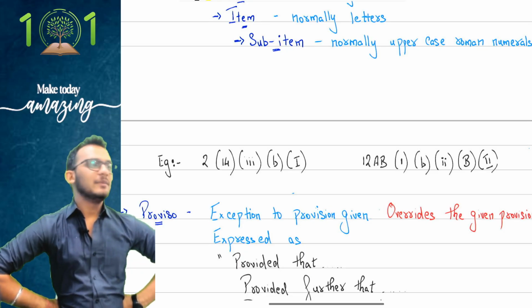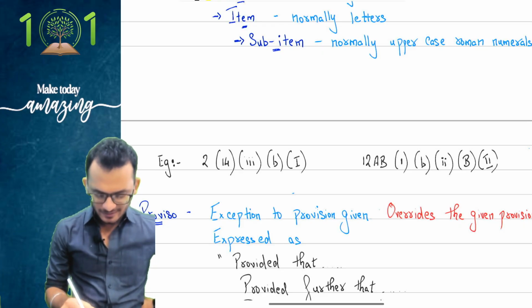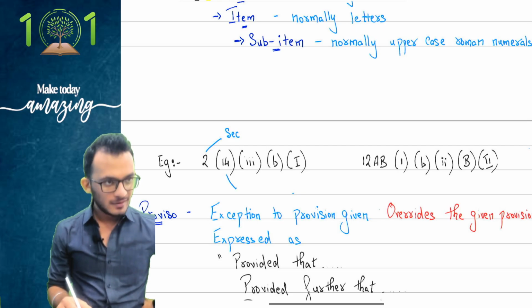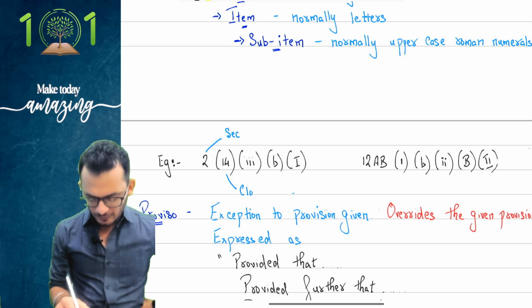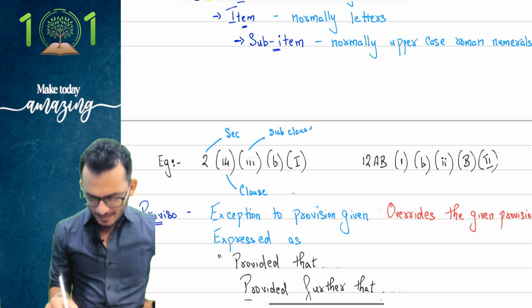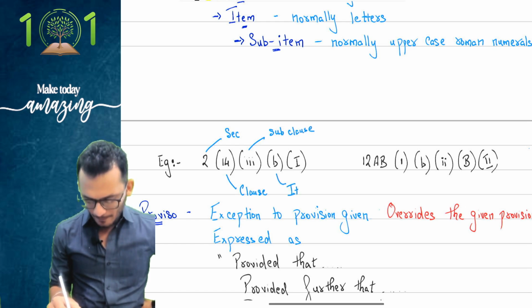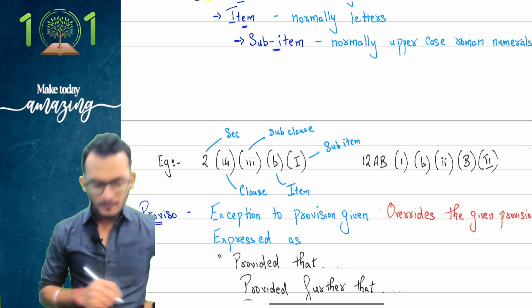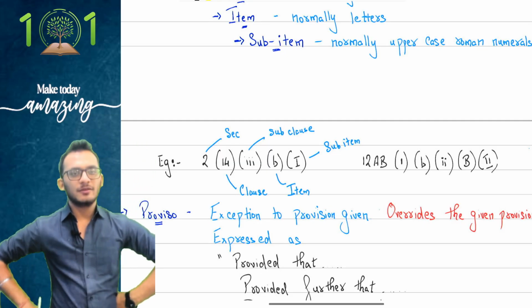People, help read. This is section 2, clause 14, subclause 3, item B. Very good. Sub-item 1. Write it down like this.